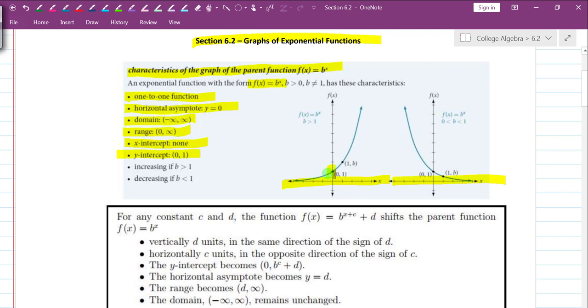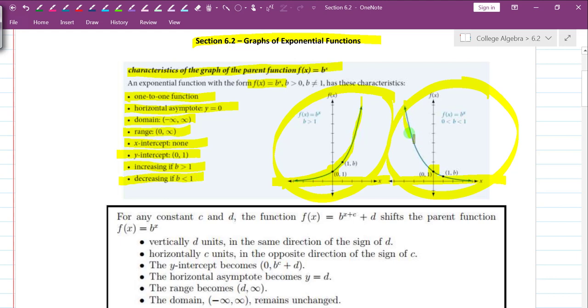Now, you see right here I have two different pictures. The difference is we have one that's increasing, and that is based on the value of b. We've already talked about b. And if b is greater than 1, we have an increasing function. And increasing means as you read from left to right, you increase. You climb the mountain. Then if b is less than 1, we have a decreasing function. So as you read from left to right, you slide down the slide.